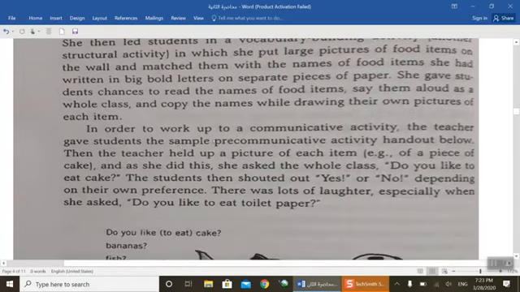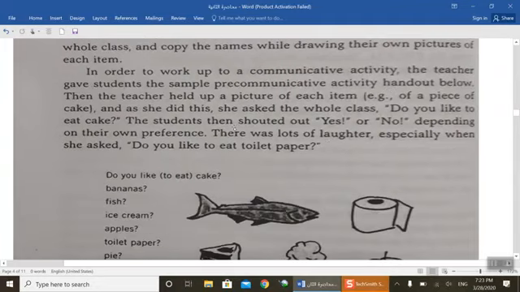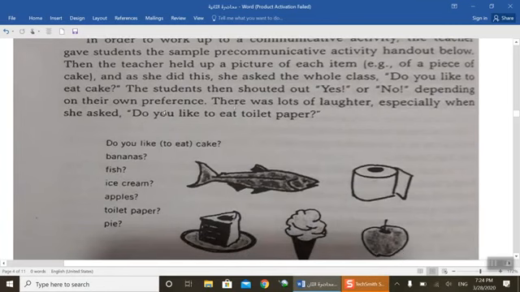In order to work up to communicative activity, the teacher gave students the sample pre-communicative activity handout below. Then the teacher held up a picture of each item, for example, a piece of cake. As she did this, she asked the whole class, "Do you like to eat cake?" The students shouted yes or no, because they are beginners, depending on their own preferences.